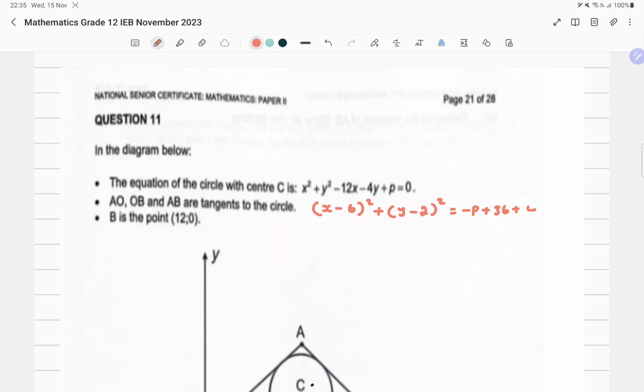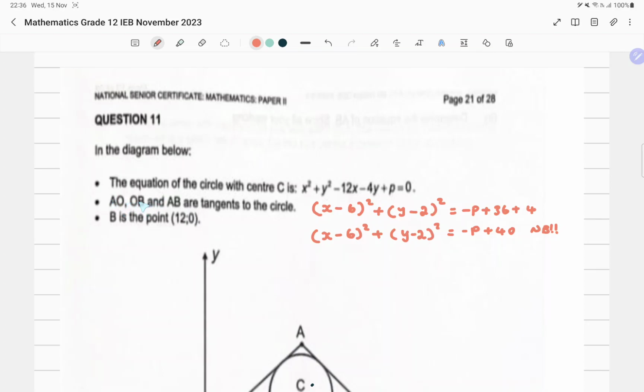Alright, so that is what we have. We can simplify further. We've got x minus 6 all squared plus y minus 2 all squared equals minus p plus 40. So this is our equation of the circle, the most useful format we can imagine.